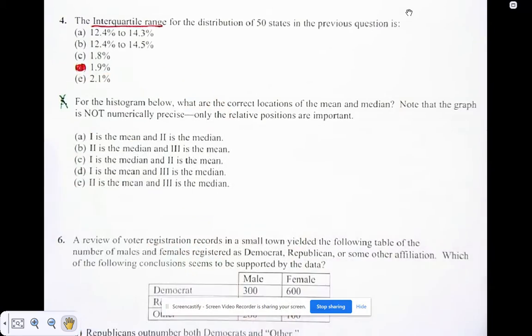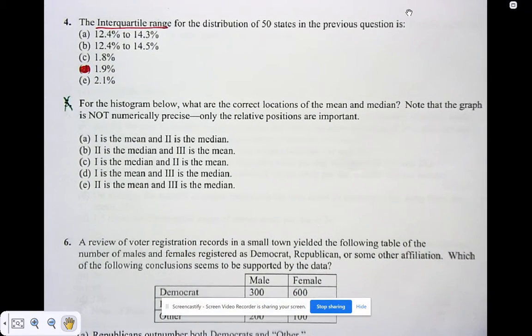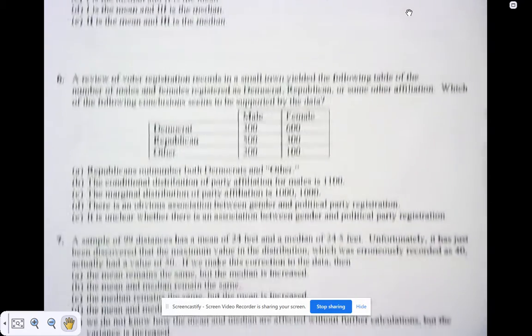1.9%. If that did not make sense to you, and you don't know how to find quartiles by hand, which is just cutting something in half and cutting it in half again, go to the statistics website. You'll have plenty of time on the test. Enter your data in, and it will report the IQR for you. Okay, I'm going to skip over 5, and let's come down here to 6.